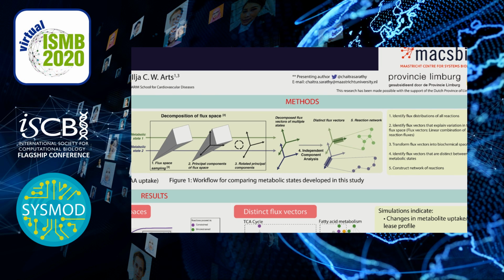To begin with, the flux spaces corresponding to both metabolic states were decomposed in three steps. First, the distribution of fluxes of all reactions were identified in both states. Next, the flux vectors explaining variation in the flux space were obtained through principal component analysis. Flux vectors are basically linear combinations of reaction fluxes.